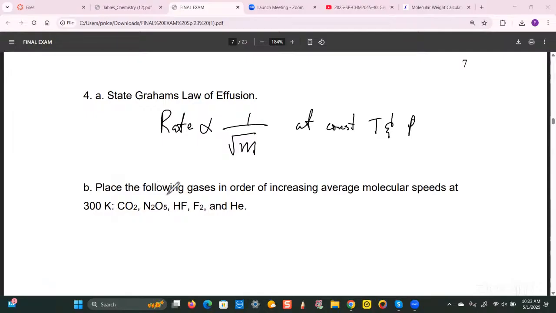The B part says, place the following gases in order of increasing average molecular speeds at 300 Kelvin. It gives you five different gases. Placing them in order of increasing average molecular speeds means you start from the slowest to the fastest. So how would you determine that order based on Graham's law of diffusion? What would be the first thing you do in order to answer this question?